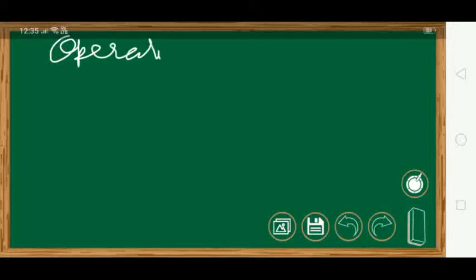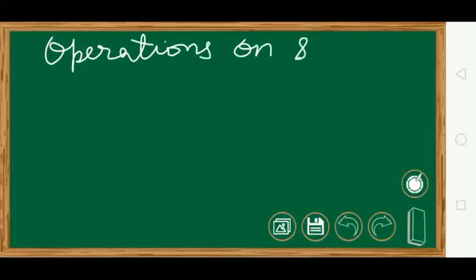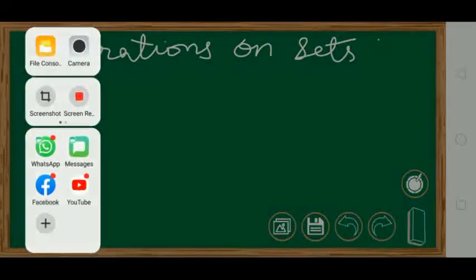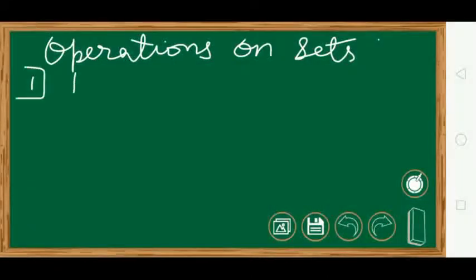Now going further, let us study operations on sets. What are the operations that we can do on sets? The first operation we will study is intersection. First one, intersection of two sets.